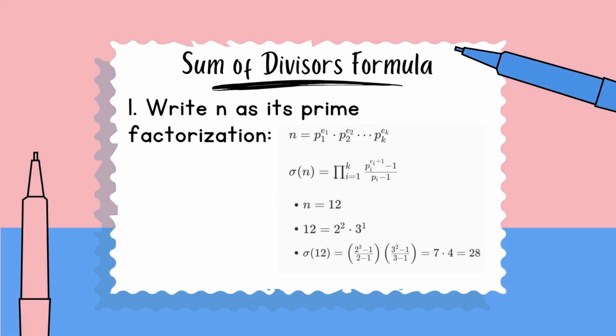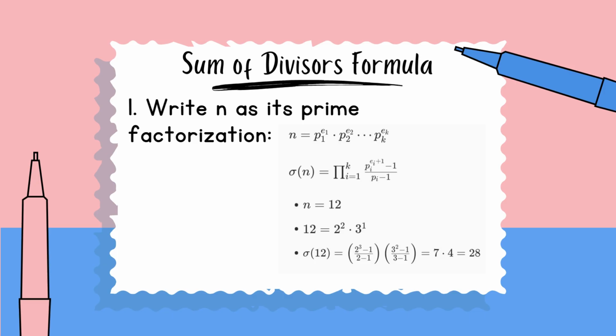To calculate the sum of divisors, we use this formula: sigma of n equals the product for i equals 1 to k of the fraction p sub i raised to the power of e sub i plus 1, minus 1, all over p sub i minus 1. For example, let's find the sigma of 12. 12 is equal to 2 to the power of 2 times 3 to the power of 1.